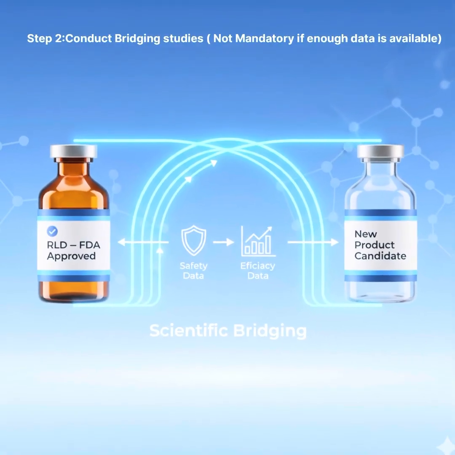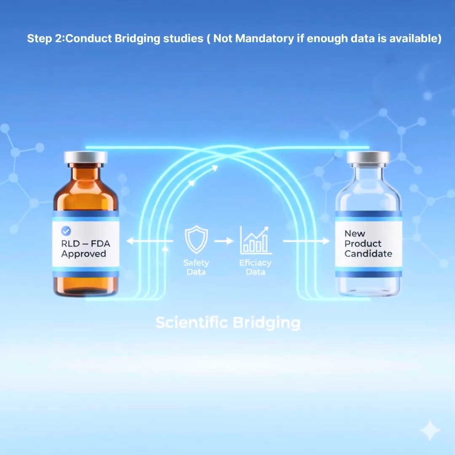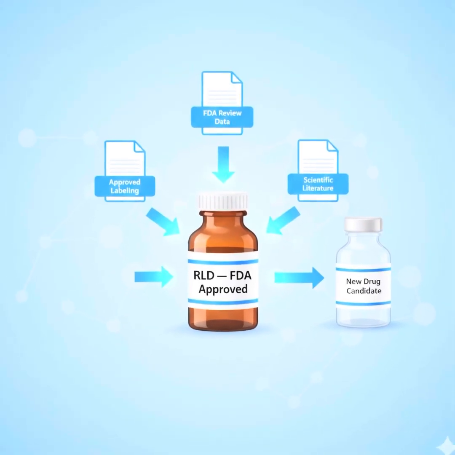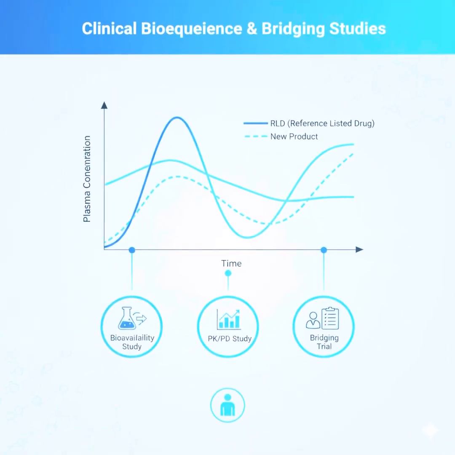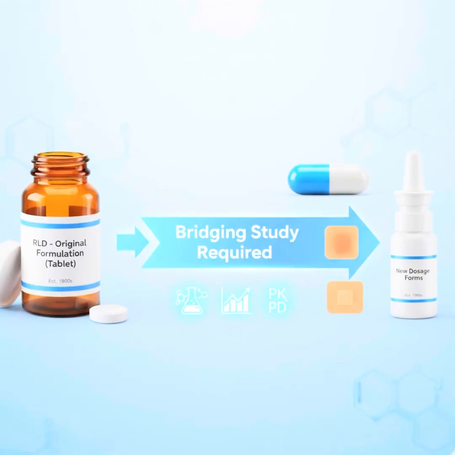Step 2. Conduct bridging studies. The FDA requires evidence showing that your modified drug is appropriately linked to the reference. This may include bioavailability or bioequivalence studies, PK/PD studies, sometimes small clinical trials. These are called bridging studies.